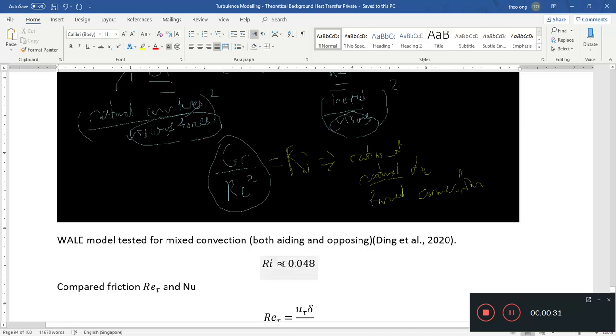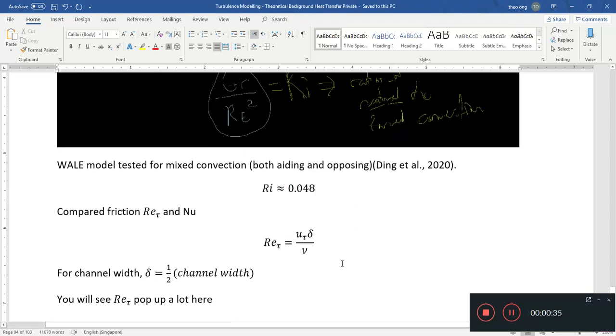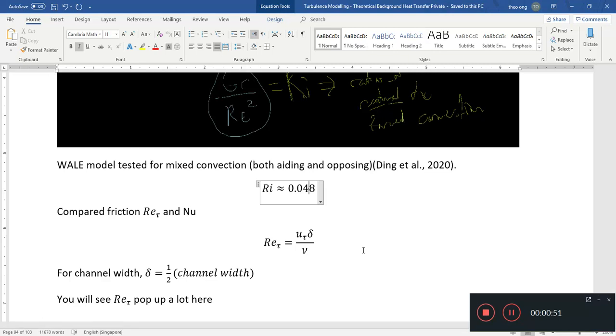So this actually tells us the ratio of the natural bit to the forced bit. Where the Richardson number is less than 0.1, you can for the most part ignore the natural convection. If the Richardson number is more than 0.1, you cannot neglect either. And if the Richardson number is more than 10, it's mostly natural convection, and you can sort of neglect the forced convection bit.